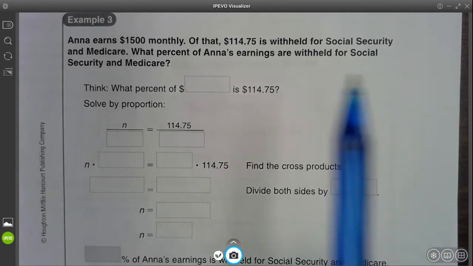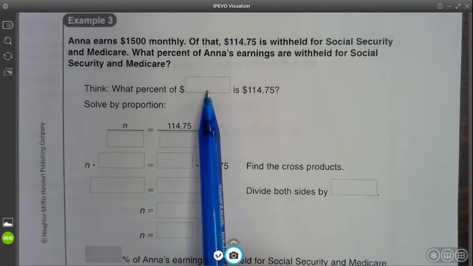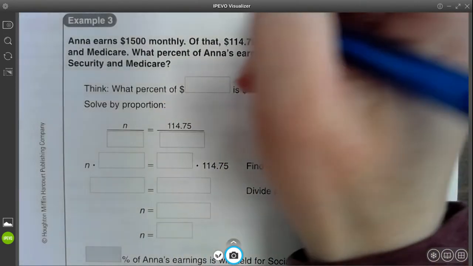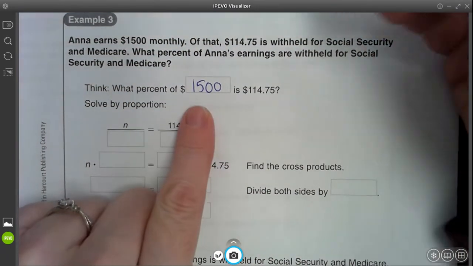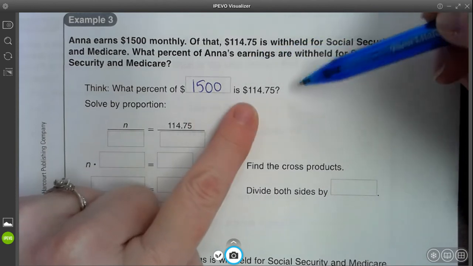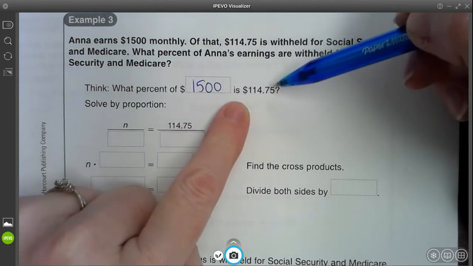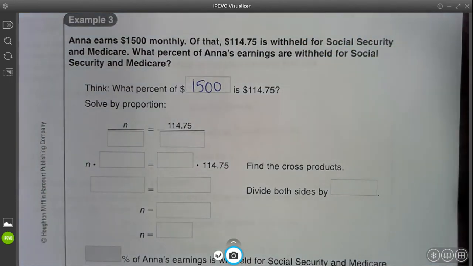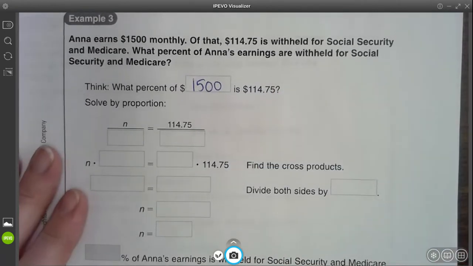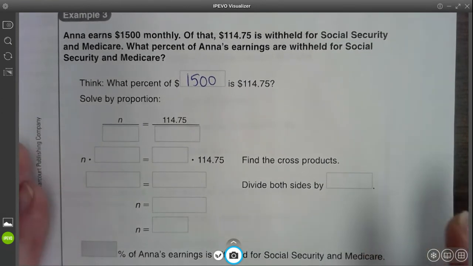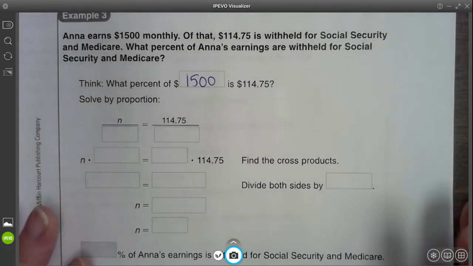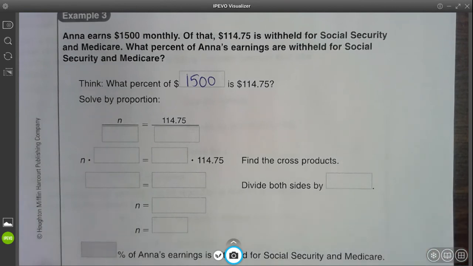So we're trying to figure out what percent of her $1,500 is 114.75? Okay, and there's two ways that we can do this. I'm going to show you the way that the book kind of outlines this, and then I'm going to show you my method, which I think is a little bit faster. So we could solve this by proportion, okay?